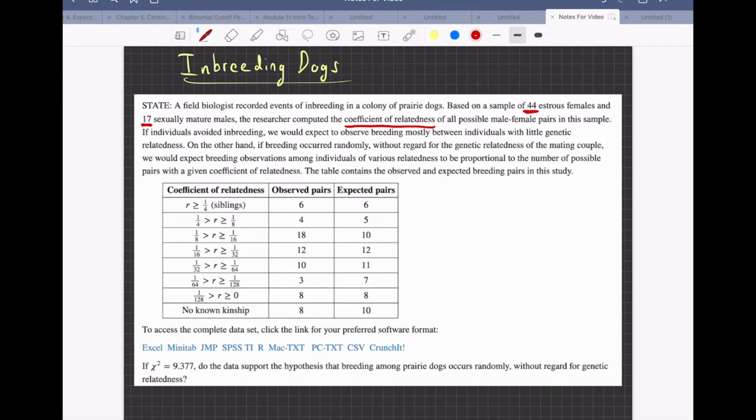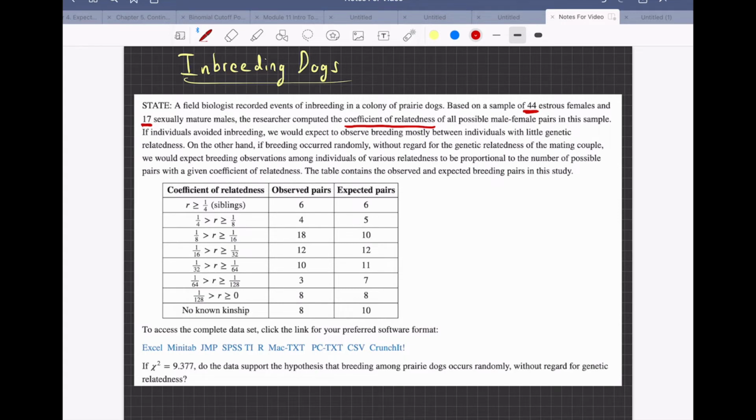If individuals avoided inbreeding, we would expect to observe breeding mostly between individuals with little genetic relatedness. On the other hand, if breeding occurred randomly, without regard for the genetic relatedness of the mating couple, we would expect breeding observations among individuals of various relatedness to be proportional to the number of possible pairs with a given coefficient of relatedness. The table contains the observed and expected breeding pairs in this study.